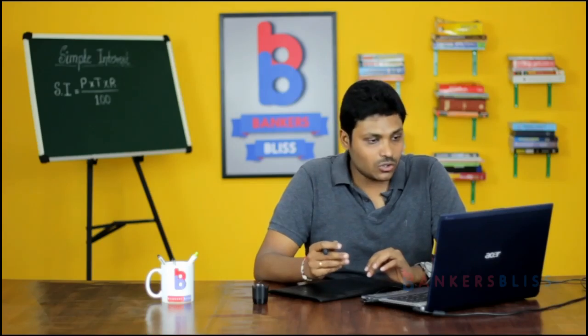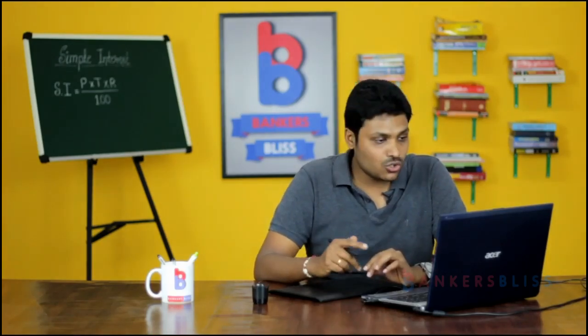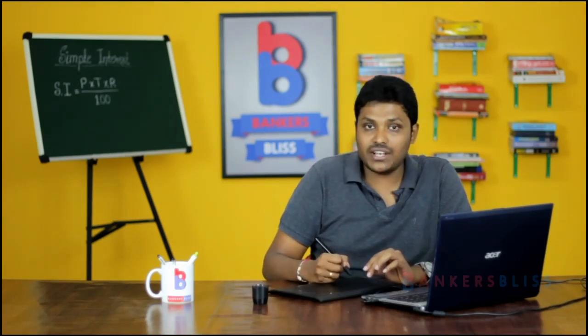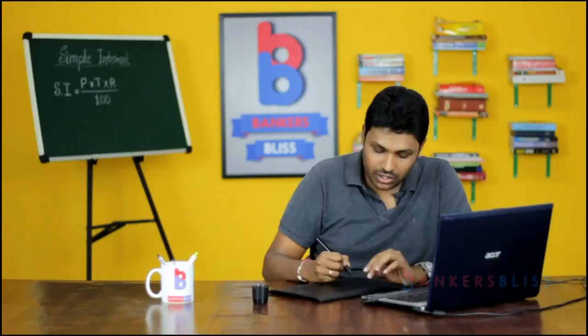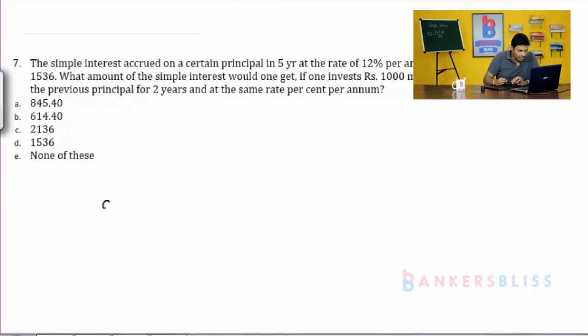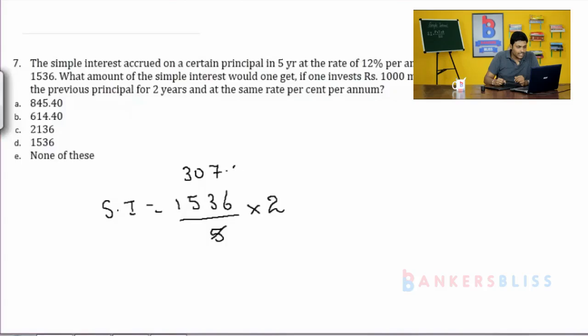They have asked us to calculate the interest for 2 years. So for 5 years it is 1536 and for 2 years how much it will be. So for 5 years the simple interest is 1536 for a principal amount that we do not know, and there is no need to calculate the principal amount. 1536 whole divided by 5, that is for 1 year, but we have to calculate for 2 years. So 1536 divided by 5 into 2. So 5 3s are 15, 5 7s are 35, 5 2s are 10.